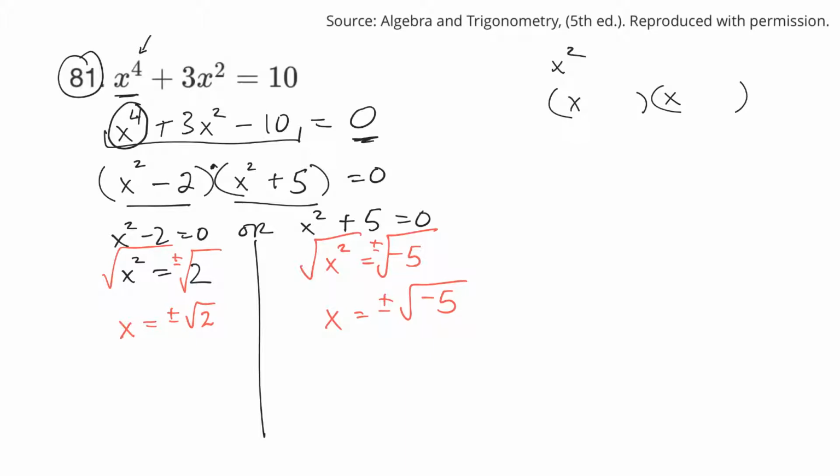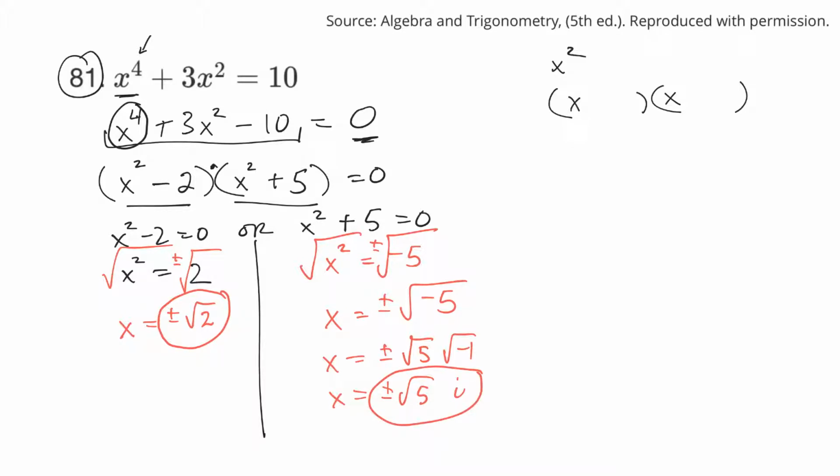Now a negative number, it's a complex number, but I can make it into an i form. So this is the same thing as the square root of 5 times the square root of negative 1. And the square root of negative 1 is i. So I get 4 answers to this question. So a positive and a negative root 2, and a positive and a negative root 5 i. Anytime you have degree 4, that means you could have 4 answers for that question.